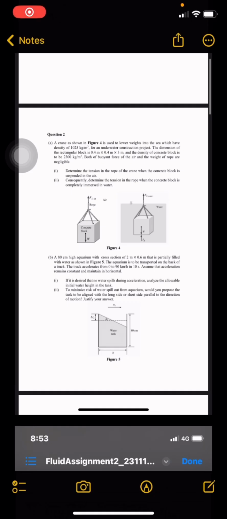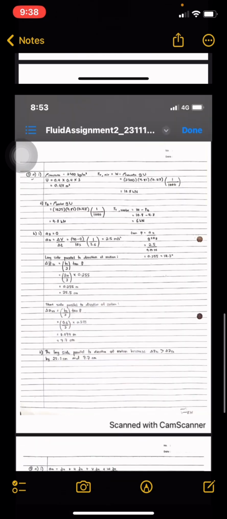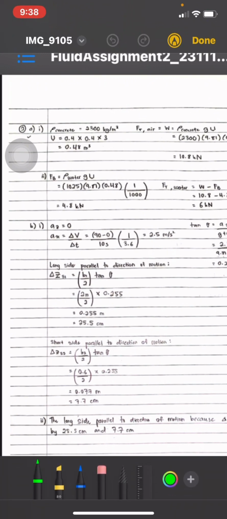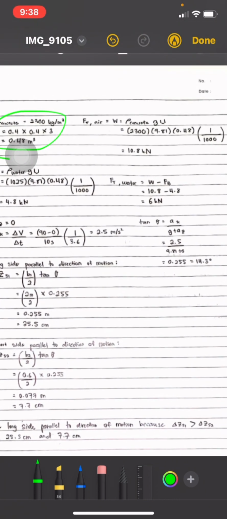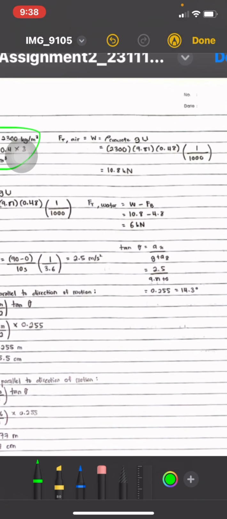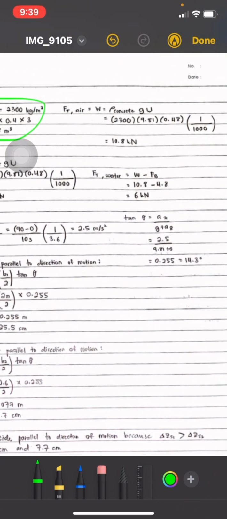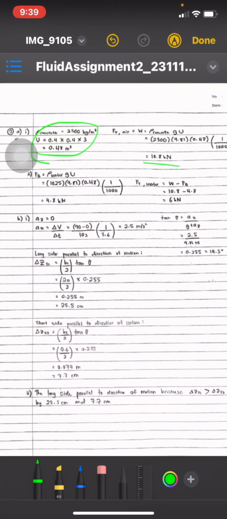Next, question 2A1 is to determine the tension in the rope of the crane when the concrete block is suspended in the air. So my calculation is, first I find the volume using the formula height times length times width. So 0.4 times 0.4 times 3, I get 0.48 meter cubed. And then I insert it in the formula rho g V to find the tension, and I get 10.8 kilonewton.